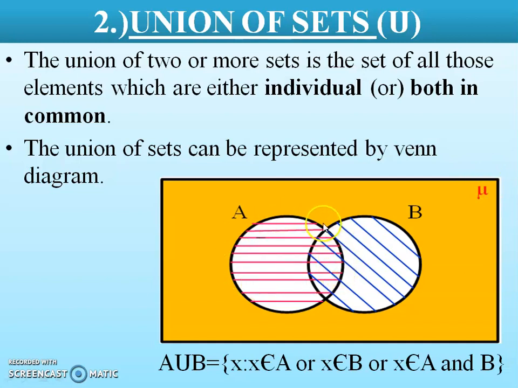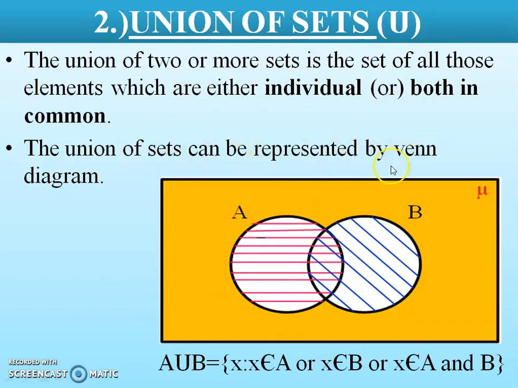Then if you want to write two sets, this circle A is set A and this circle B is set B. Now these pink lines are nothing but set A, and these blue lines are nothing but set B. So if you observe here, this circle is also a part of this section, right? And this circle is also a part of this section. That is, in this section you have both pink and blue lines. That is, we can say A and B are sharing a common piece of section, right? So union is nothing but individual, okay, or both in common.